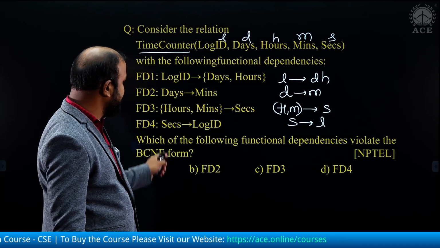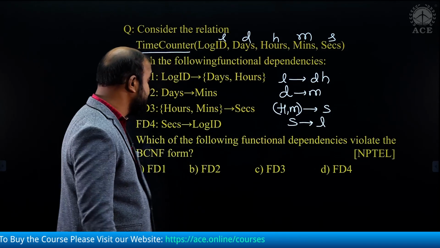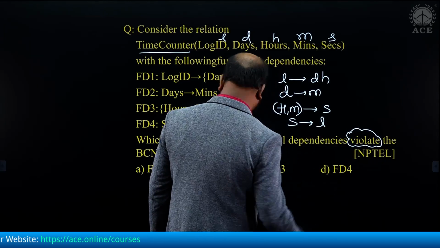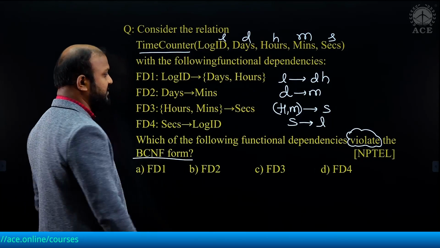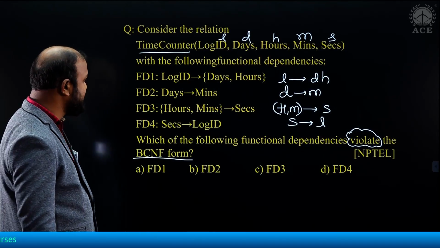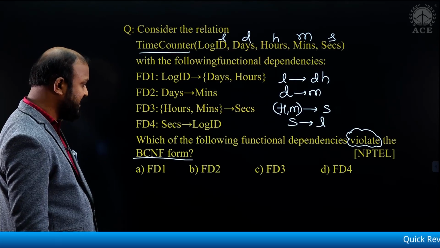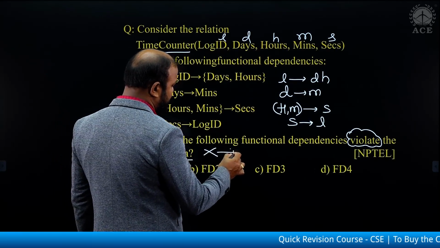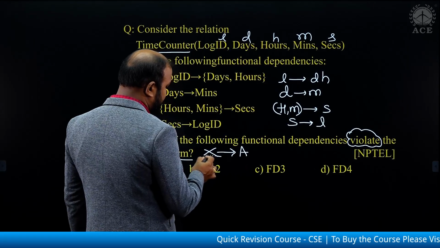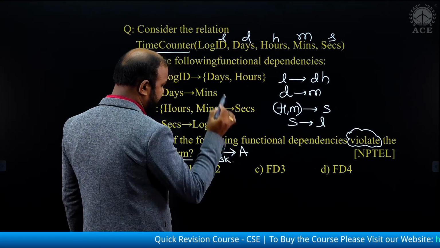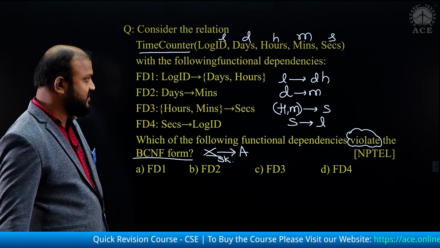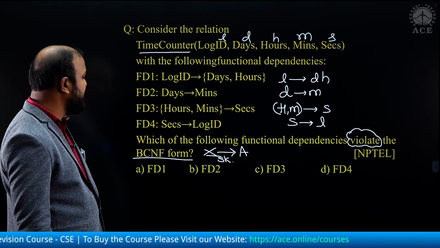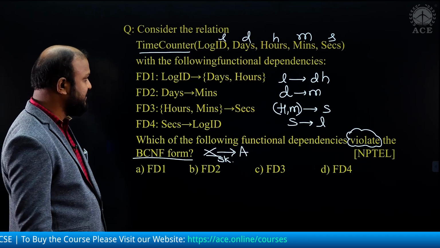Now the question is, which of the following functional dependencies violate the BCNF normal form? Now recollect, what does BCNF require? If X to A is a dependency, it requires that X should be a super key, whatever A, the right hand side, may be. So if the left hand side is a super key, then we can say the dependency is satisfying BCNF.